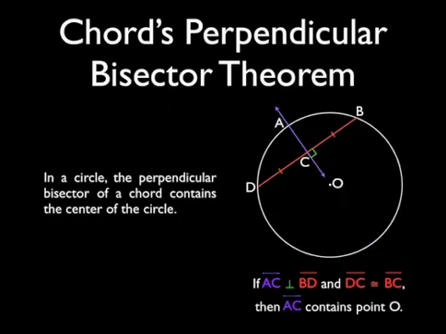Here we have our original given. Let's draw in our radii. They're congruent because of the definition of a circle. And that means that point O is on the perpendicular bisector of segment DB by the converse of the perpendicular bisector theorem. And therefore, the perpendicular bisector has to contain point O.